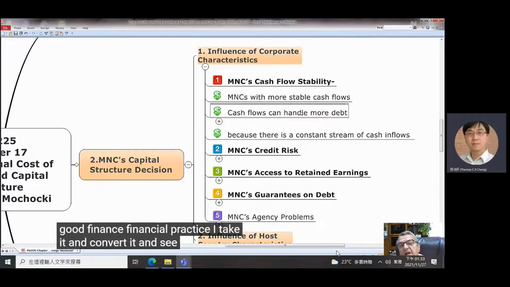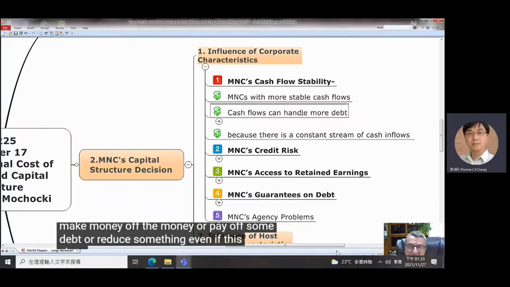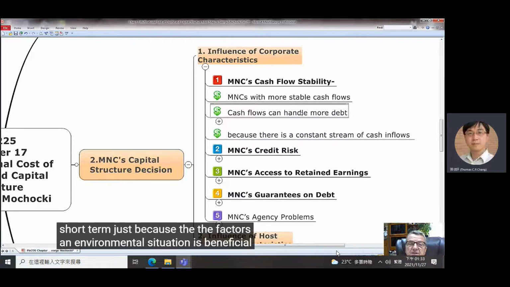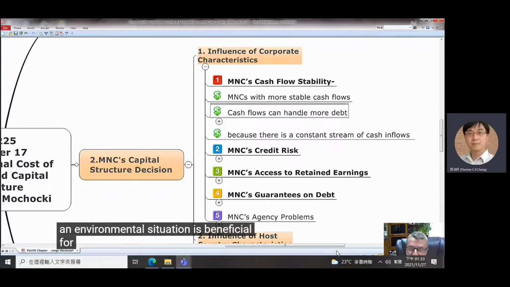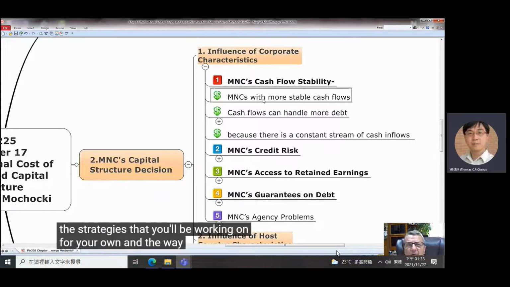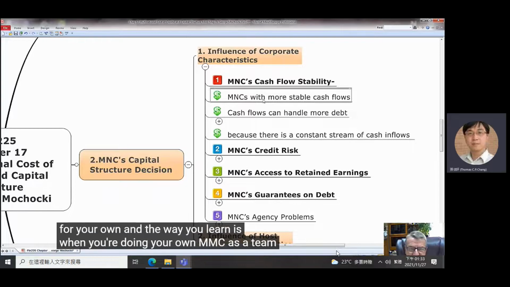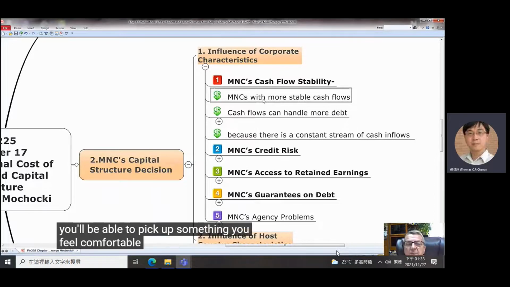I take it and convert it and see how I can make money off it, or pay off some debt or reduce something, even if it's short term, because the factors and environmental situation are beneficial for the strategy I'll be implementing. And remember, there are a lot of strategies we talked about in chapter 17, and those are the strategies you'll be working on for your own. The way you learn is by doing your own MNC as a team: you pick up something you feel comfortable with that gives you a good baseline, and then you add more as you take more classes and understand the different conceptual ideas.